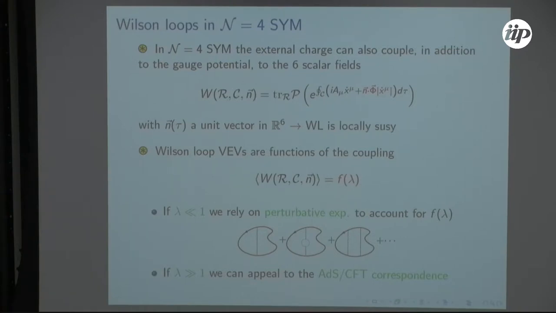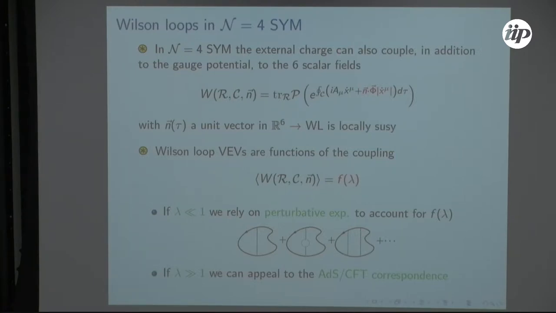Well, let me say something else about the Wilson loops I'm going to be considering. In N=4 Super Yang-Mills, before, I just defined the Wilson loop as the holonomy of the gauge potential. But in N=4 super Yang-Mills, there are other fields in the action. For instance, in addition to the gauge potential, you have fermions, but also you have 6 real scalars. And it turns out that you can use the scalars to define this other Wilson loop. If you prefer, it's like this external particle couples not only to the gauge fields, but also to the scalars of N=4 super Yang-Mills.